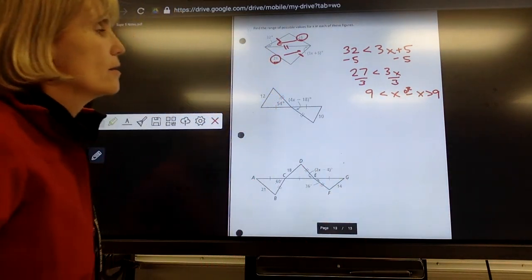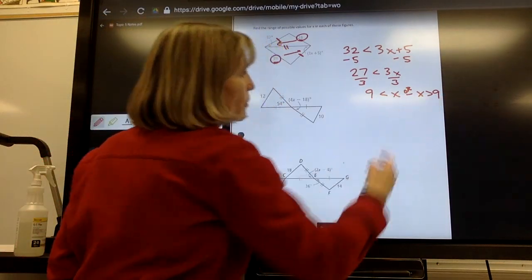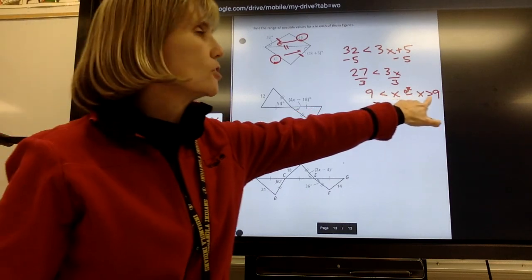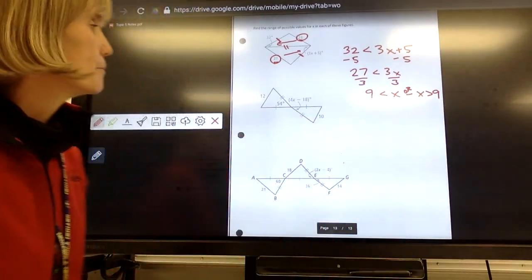You don't have to do that, but if you want to take your inequality and just flip it over so that your variable is first, you can do that. This is how we write a range of values. X is greater than 9.